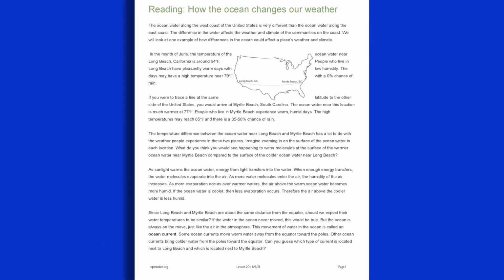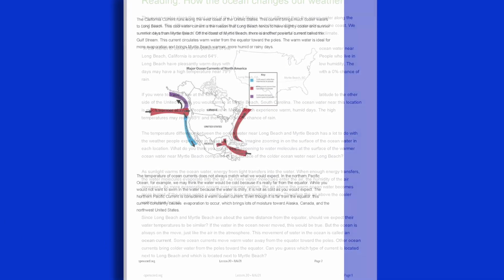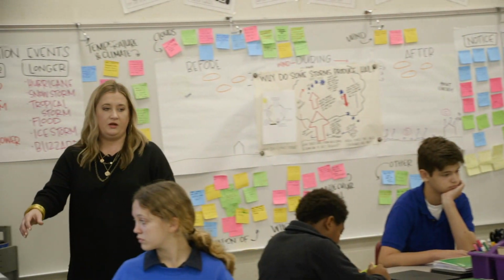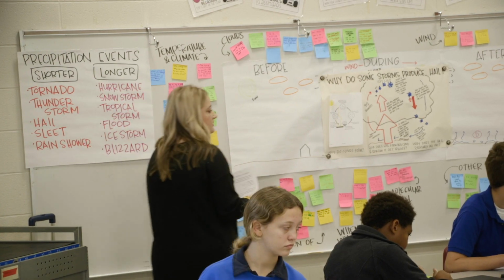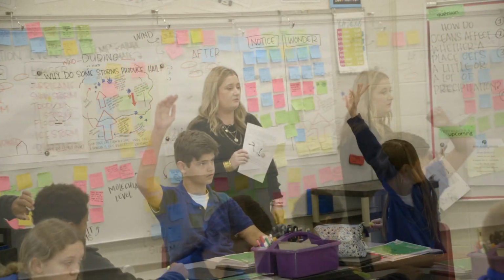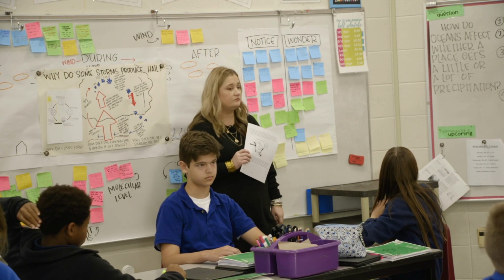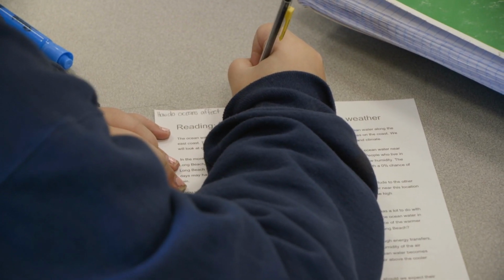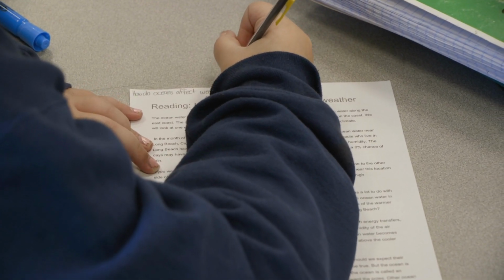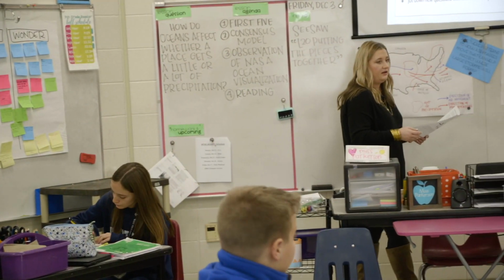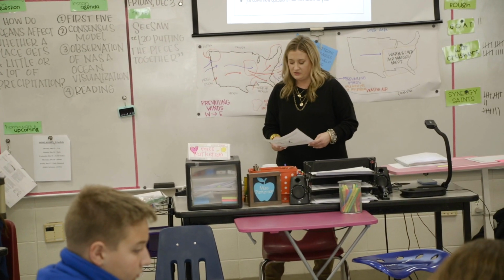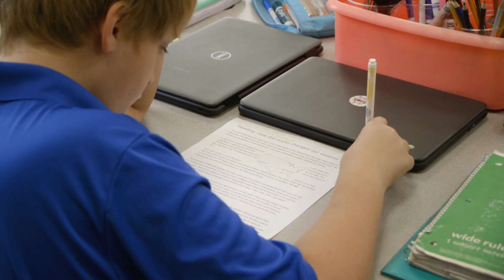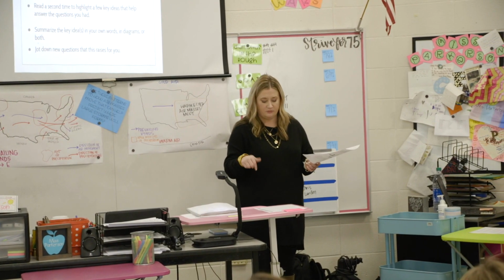When you get this reading, the first thing we want to do is identify the question that we are trying to answer. So what is the question that we are trying to answer today? JP? How do oceans affect whether a place gets a little or a lot of precipitation? Okay, so I want you to go ahead and write that question at the top of your paper. Remember, if we can identify a question we're trying to answer, it helps us set a purpose for reading. And then I'm going to have some of you read at your seats, and some of you come read with me.